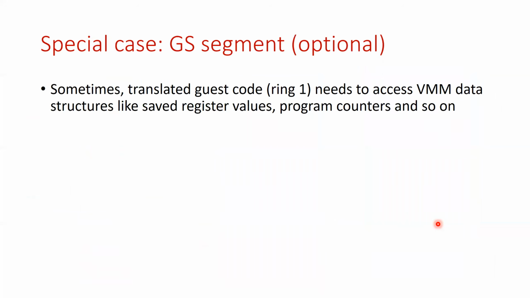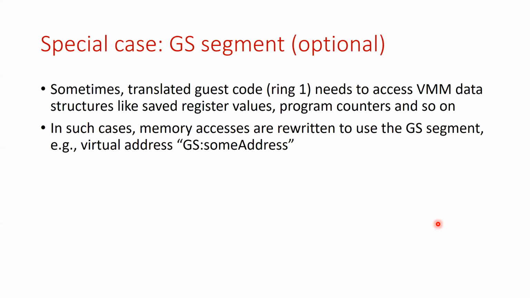So this part of the lecture is optional. Feel free to skip it if you don't follow it. Sometimes the translated guest OS code also needs to access VMM data, some data structures in the VMM. Like you might have saved some register values, some program counters, and so on, right? So the translated code might need some extra information. For such things, you will write that into the GS segment.